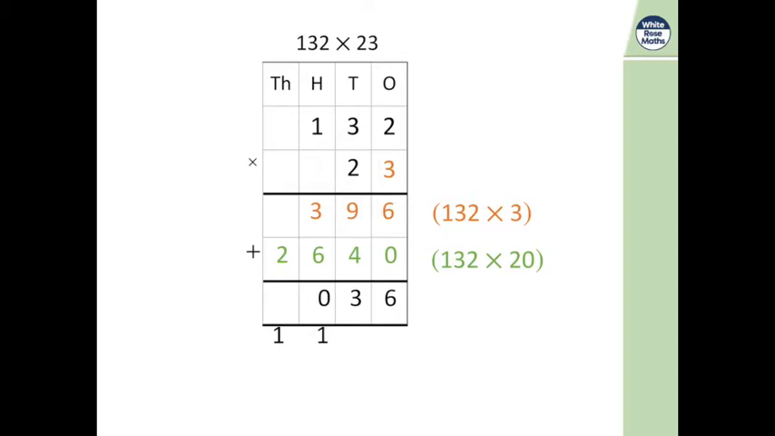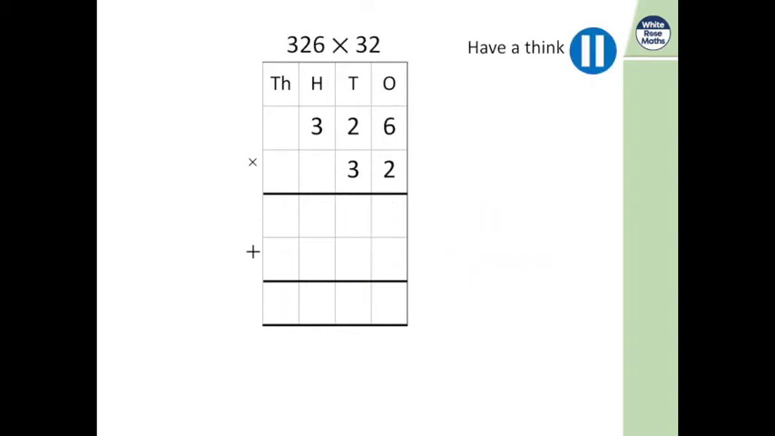Same again. 3 plus 6 is 9. Plus the 1 underneath gives us 10. So 0 in the box. And the 1 underneath, we've exchanged 10 of those hundreds for 1 of those thousands. And finally, 0 plus 2 is 2. Plus 1 gives us our answer of 3,036.